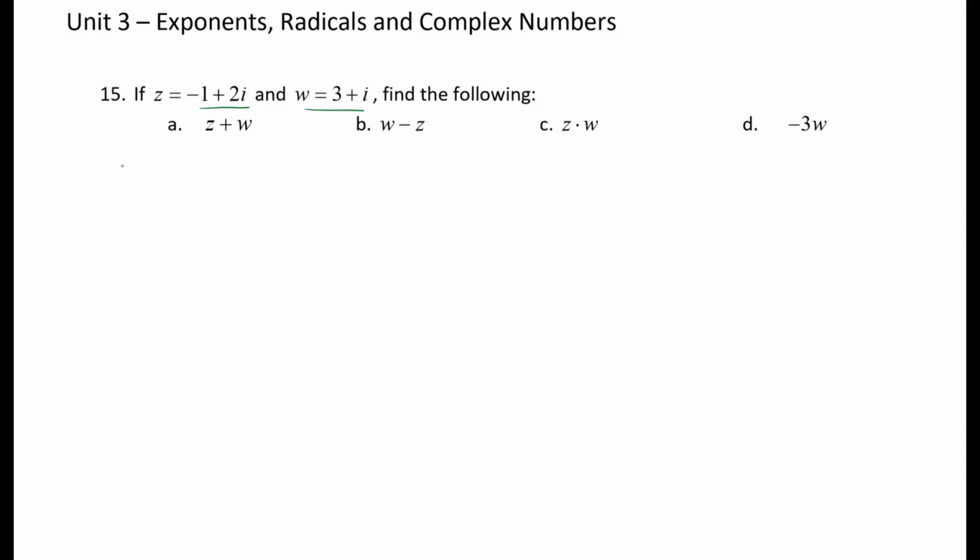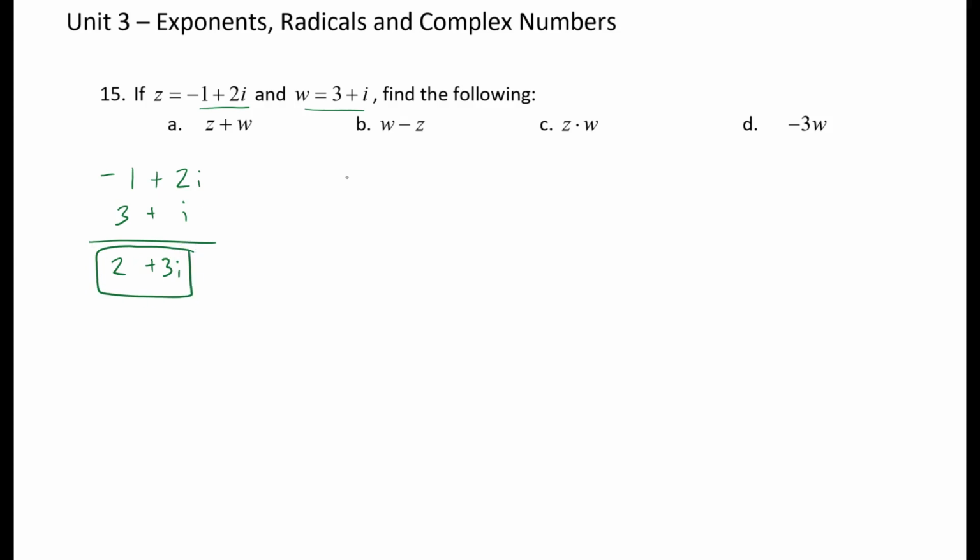If you recall, the way you add complex numbers is you just add the real components and add the imaginary components. So I'm going to go ahead and do that here for a. I'm just going to write the real part under the real part and the imaginary part under the imaginary part. It's easier to keep track of. -1 plus 3 is 2, and 2i plus 1i is 3i. So this would be z plus w.